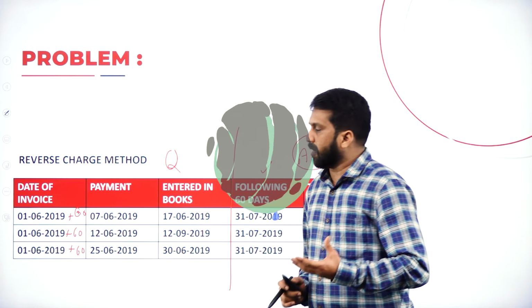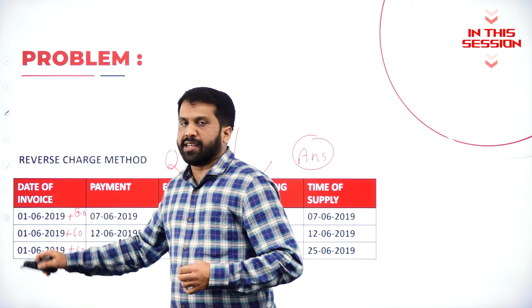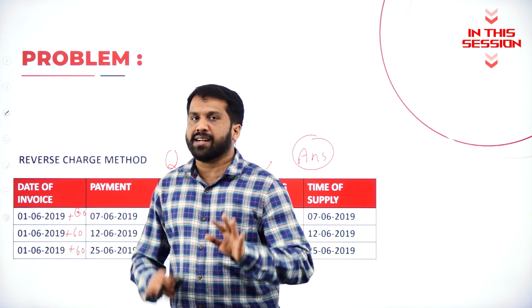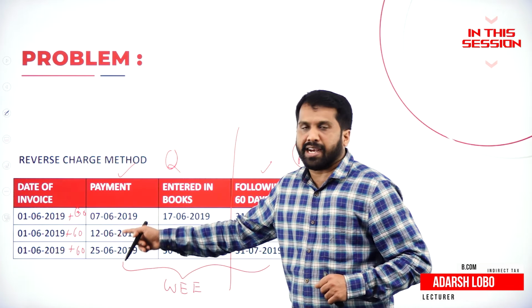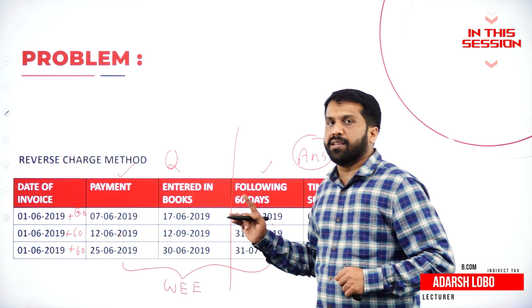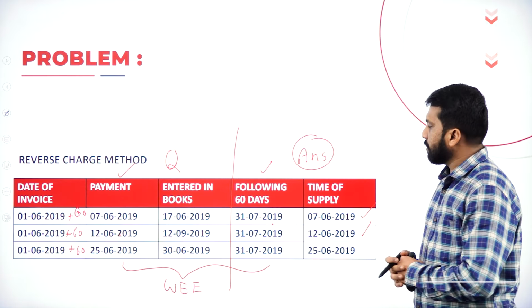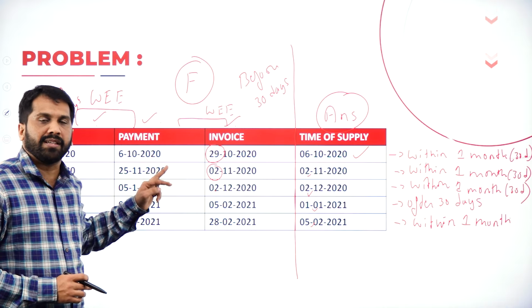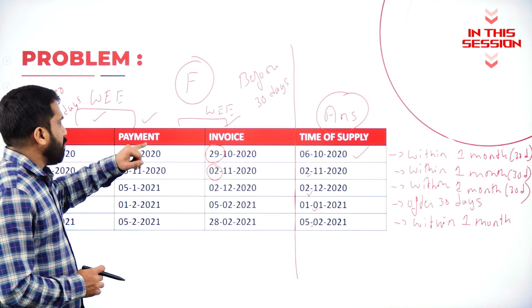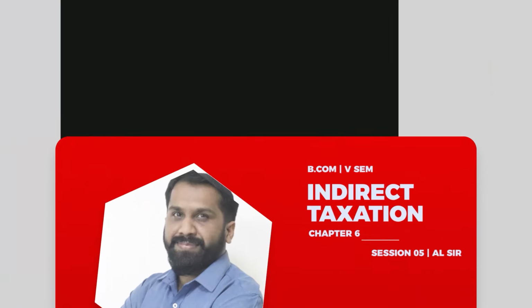Some problems will give you a different invoice date. You are supposed to add 60 days. With the answer, you compare the date entered in the books and the payment made. Whichever is earlier should be your time of supply. If your invoice is made within 30 days of your service, then invoice or payment, whichever is earlier.